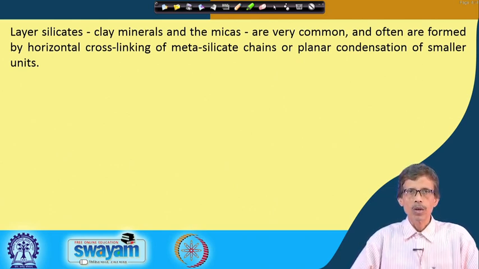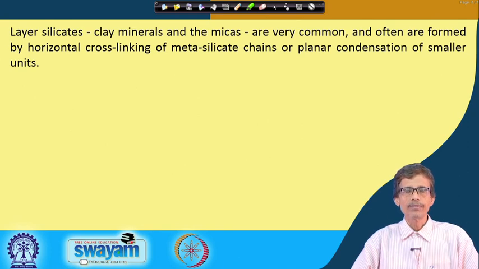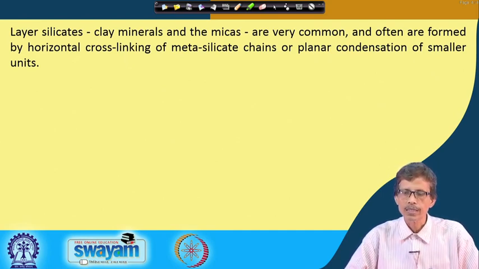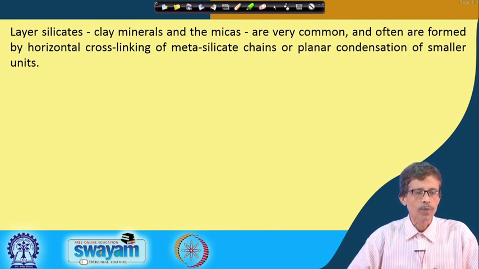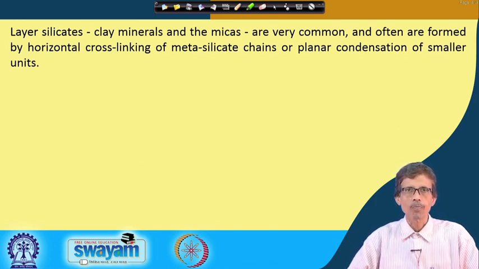Silicates are well known and readily available in different types of mineral material. One type is the typical layer silicates, and these layer silicates comprise your clay minerals and the micas, which we quite often get from natural sources, and they are often formed by horizontal cross linking of metasilicate chains.